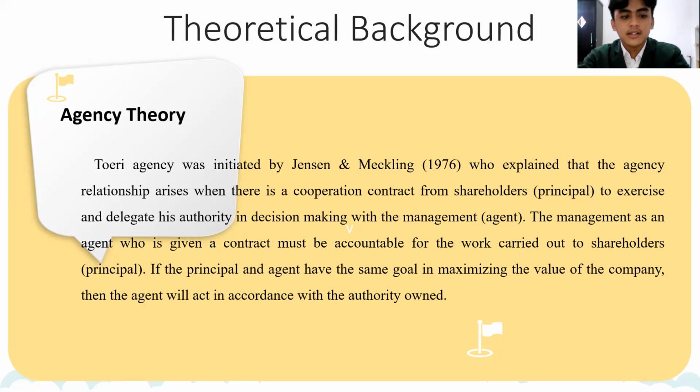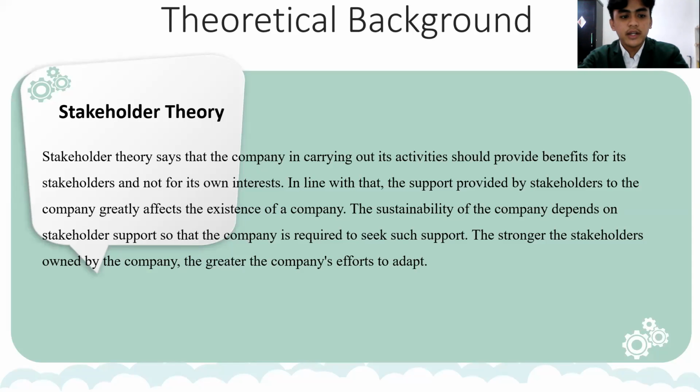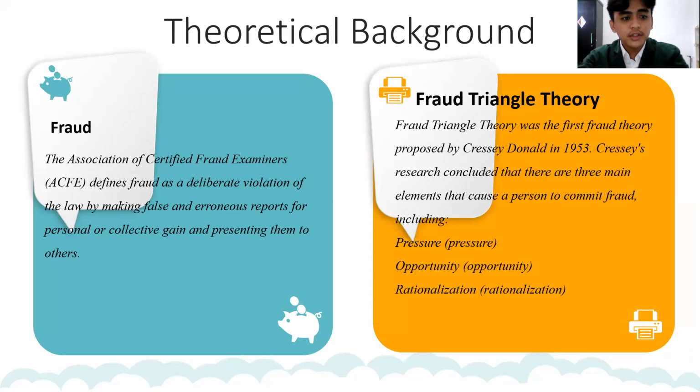They explained that the agency relationship arises when there is a cooperation contract from shareholders or principals to delegate their authority in decision making to the management. Stakeholder theory says that the company in carrying out its activities should provide benefit for its stakeholders and not only for its own interest. Fraud can be defined as a deliberate violation of the law by making false and erroneous reports for personal or collective gain and presenting them to others.